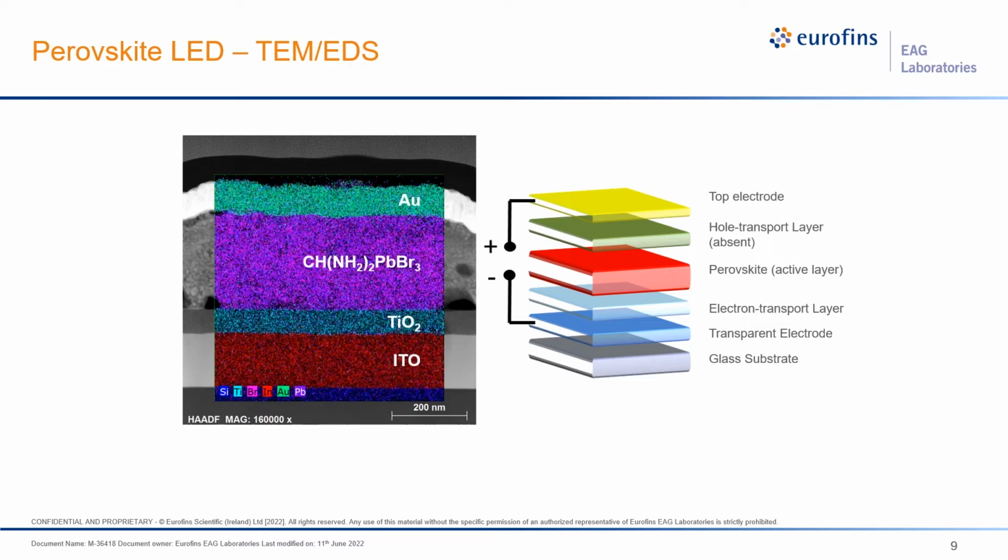The EDS map shows us what the layers are composed of. Indium, tin, and oxygen in the transparent electrode indicate ITO. The top electrode is gold.